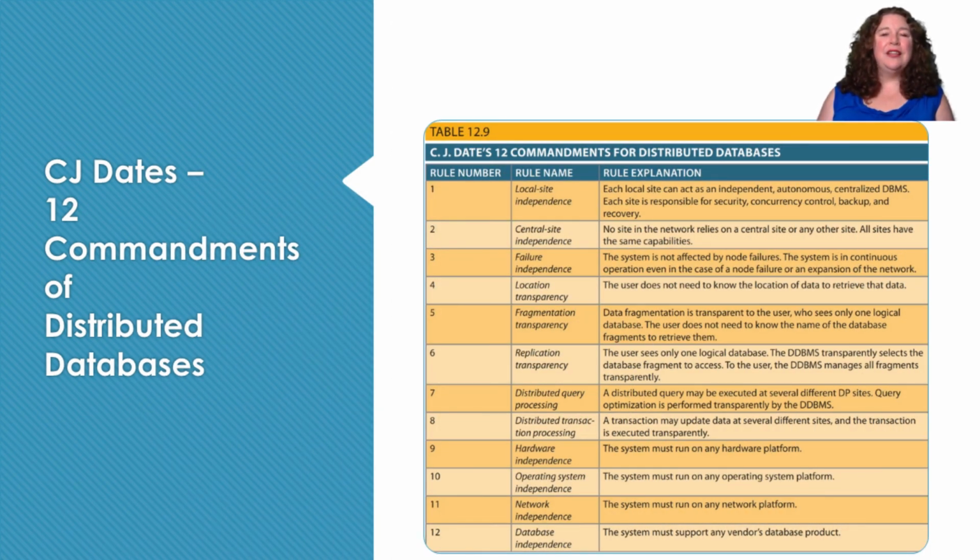In databases, we love to be able to give you some list of rules, things that you have to follow. This one's in the book. This is your 12 commandments for distributed databases, similar to your 12 commandments for databases, which runs through some pretty similar concepts. Local site independence, central site independence, failure independence, location transparencies, fragmentation transparencies, replication transparency, distributed queries, and so forth. These are just the basic things. If you're going to build a distributed database system, do it right and make sure that all of these things handle the way that they're supposed to be. So you can get all of those down.